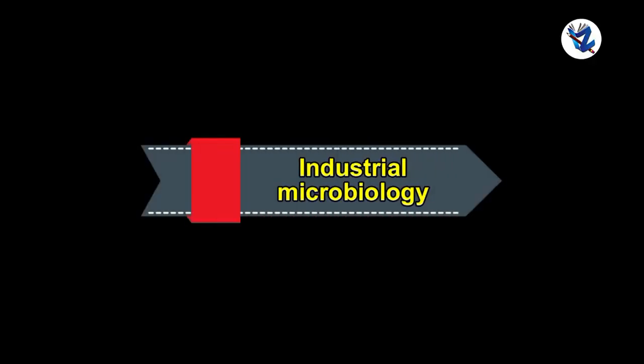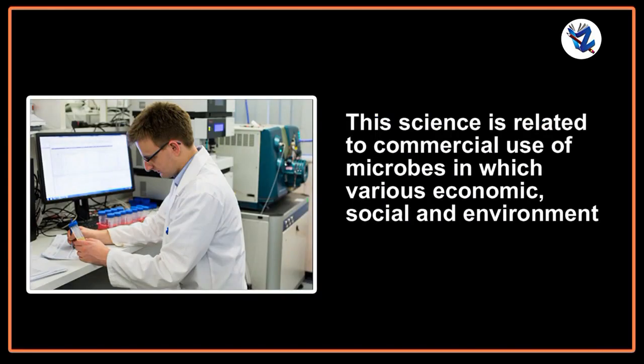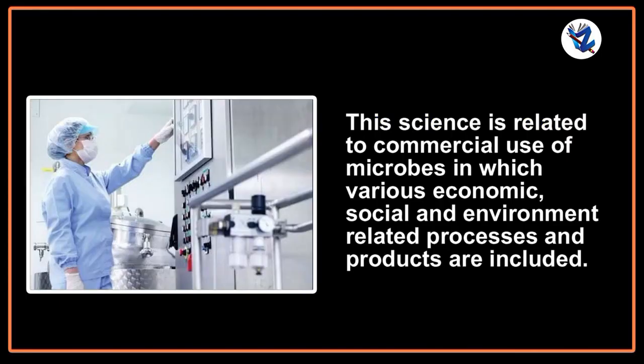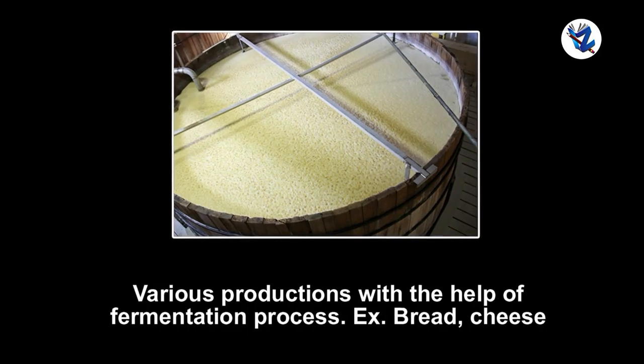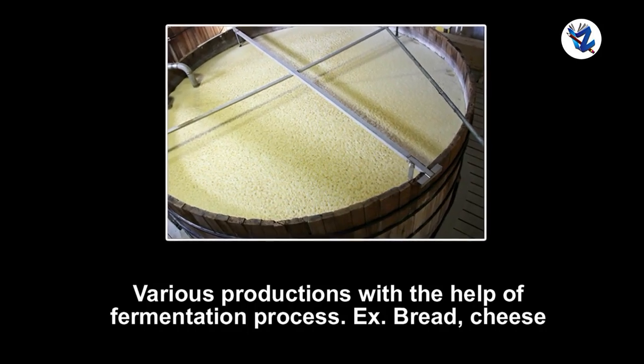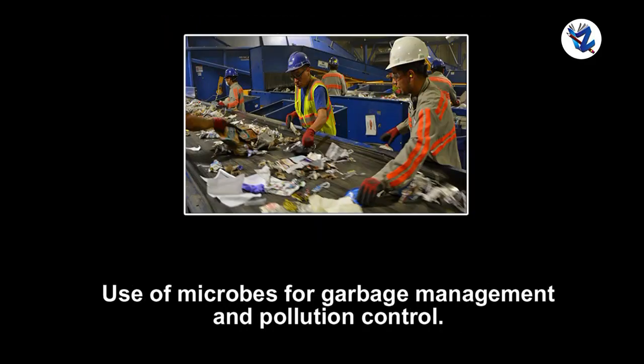Industrial microbiology. This science is related to the commercial use of microbes, in which various economic, social and environmental processes and products are included. So let's see the main features of industrial microbiology. Various productions with the help of the fermentation process, for example bread and cheese, and use of microbes for garbage management and pollution control. So first we'll see about the products.